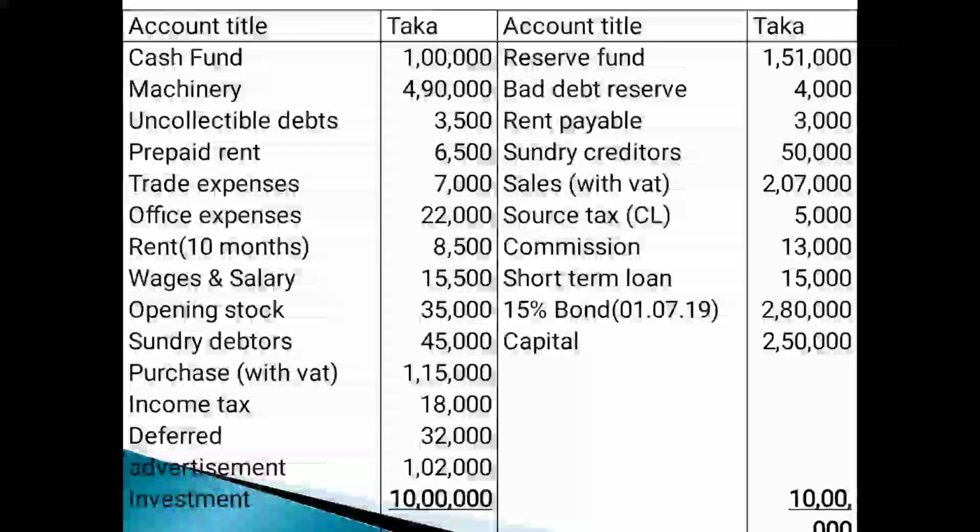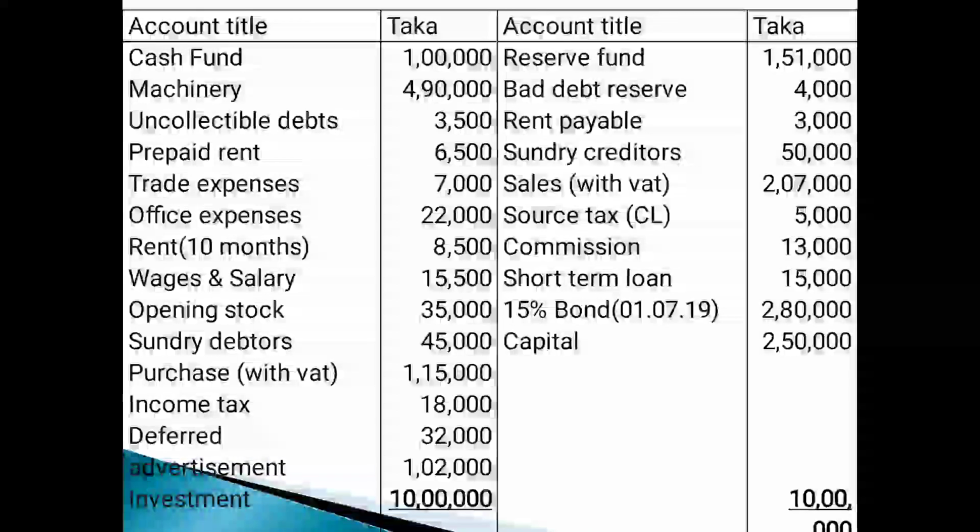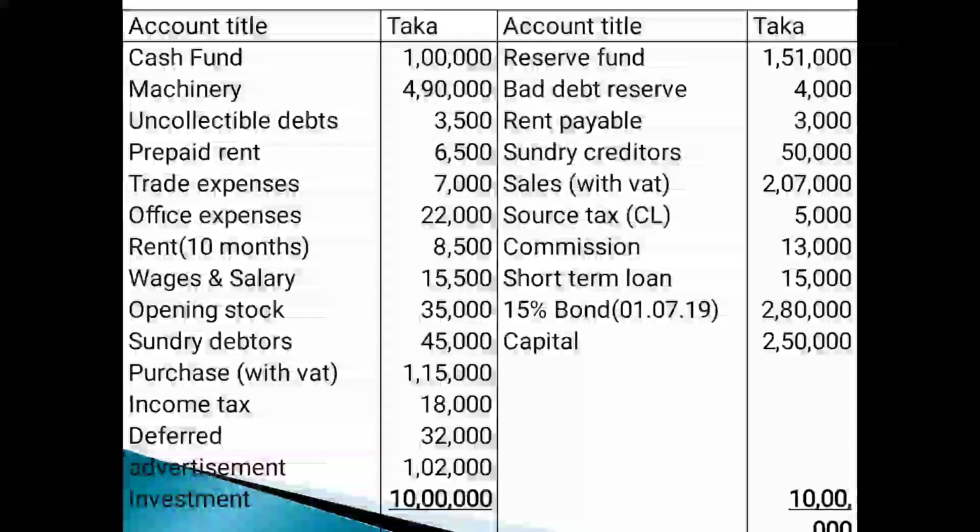Rent payable, this amount is to be treated as current liability or short-term liability in financial position statement. Sundry creditors, the another name is accounts payable. Suppliers purchase ledger account is treated as current liability or short-term liability.